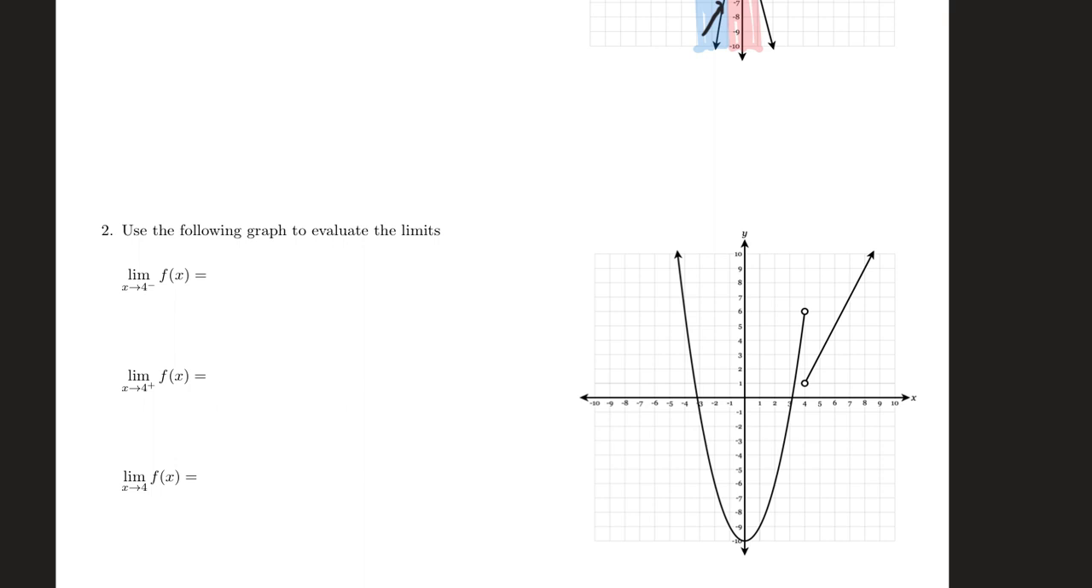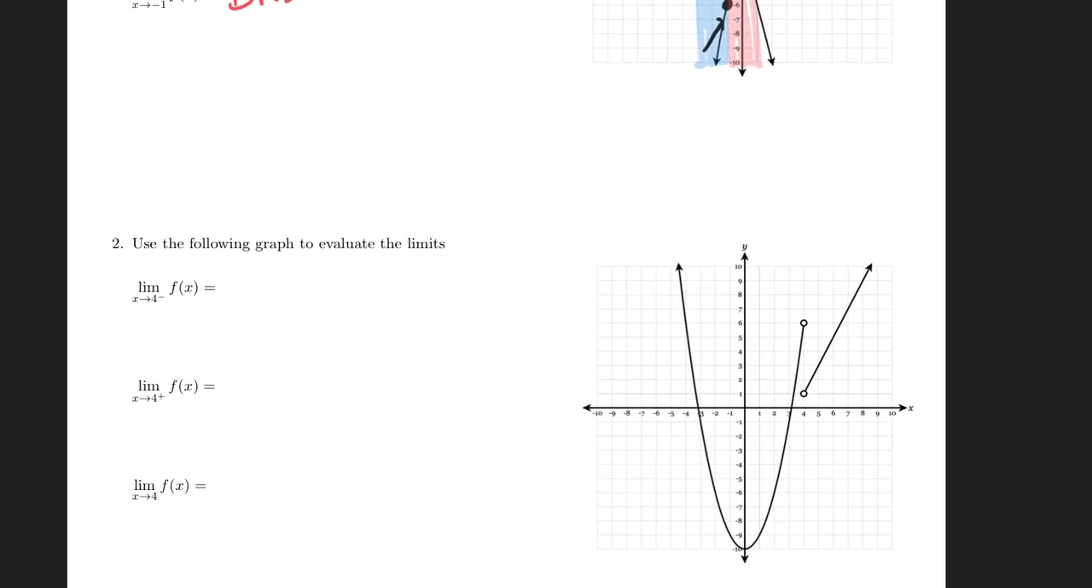This problem is literally the exact same. The only difference is they're both open circles instead of one open and one closed, but nothing's going to change. 4 from the left, I'm on the left of 4 and working my way towards 4, and I get to that open circle, it's at 6. On the right, I work my way towards 4 from the right, and I go to that open circle, it's at 1. And they're not the same, so that does not exist. If these were both the same number, I'd write the same number for the third question as well.